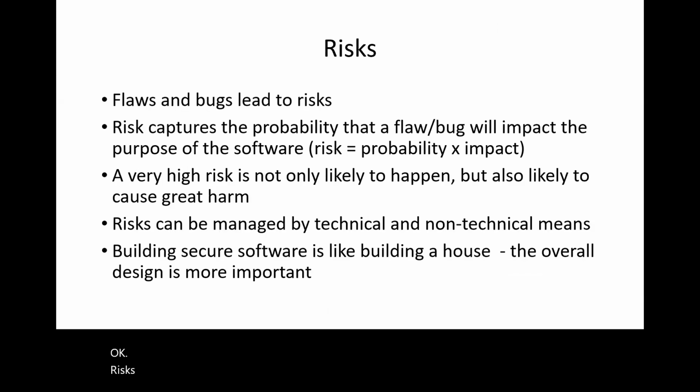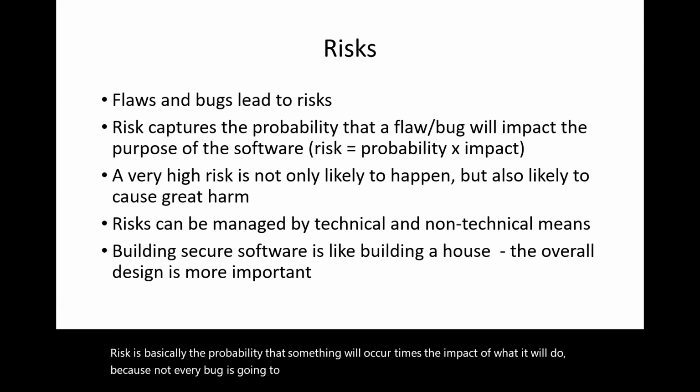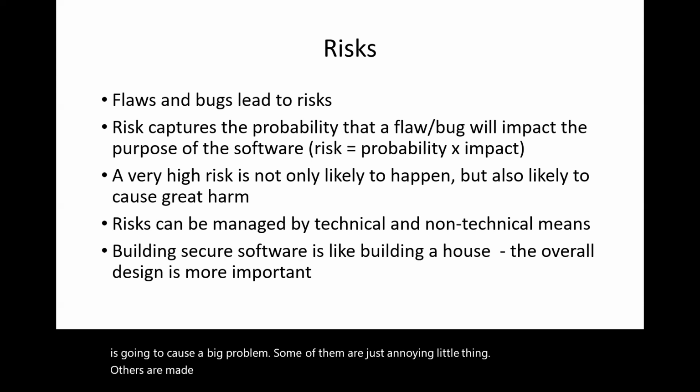Risks. Life is full of risks, and risks are generally the result of flaws and bugs. Risk is basically the probability that something will occur times the impact of what it will do, because not every bug is going to cause a problem. Not every software defect or bug or flaw is going to cause a big problem. Some of them are just an annoying little thing. Others are major, particularly in the area of security. Others are big holes, and if somebody finds them, they can get all your information.